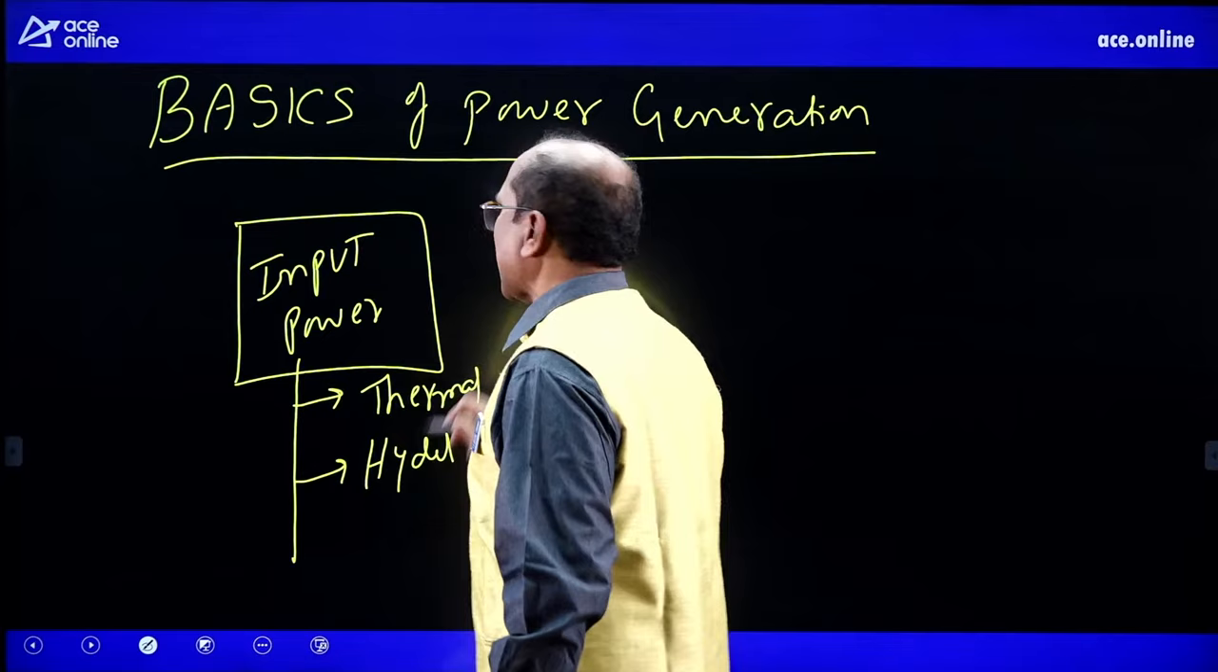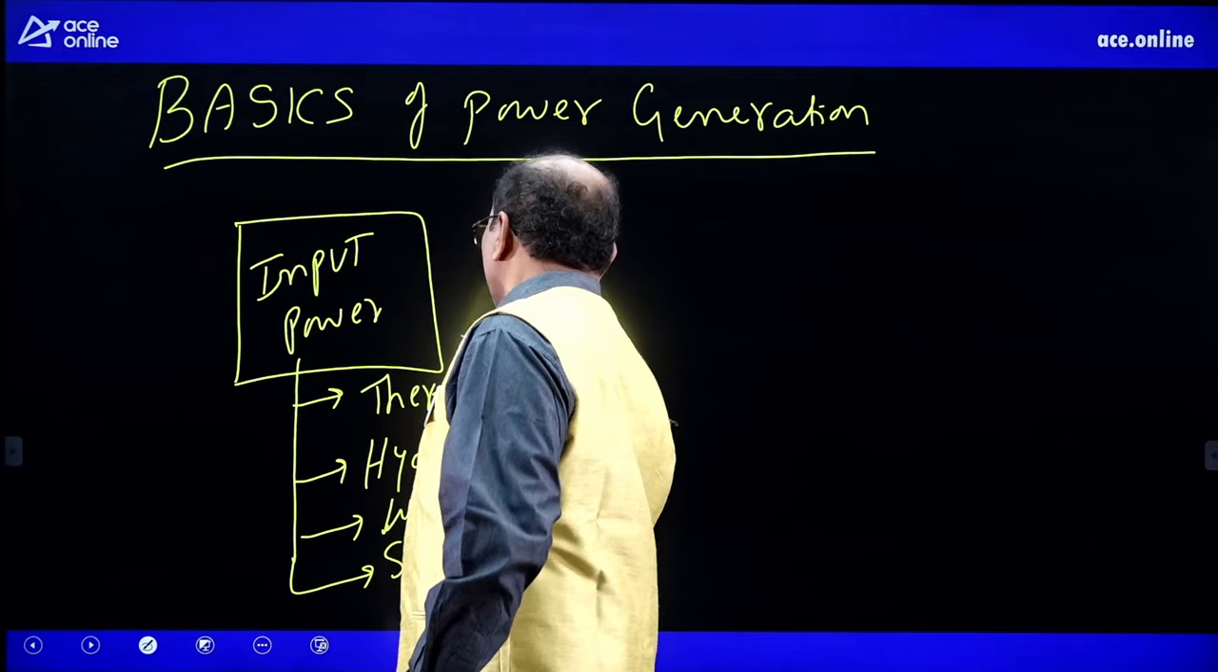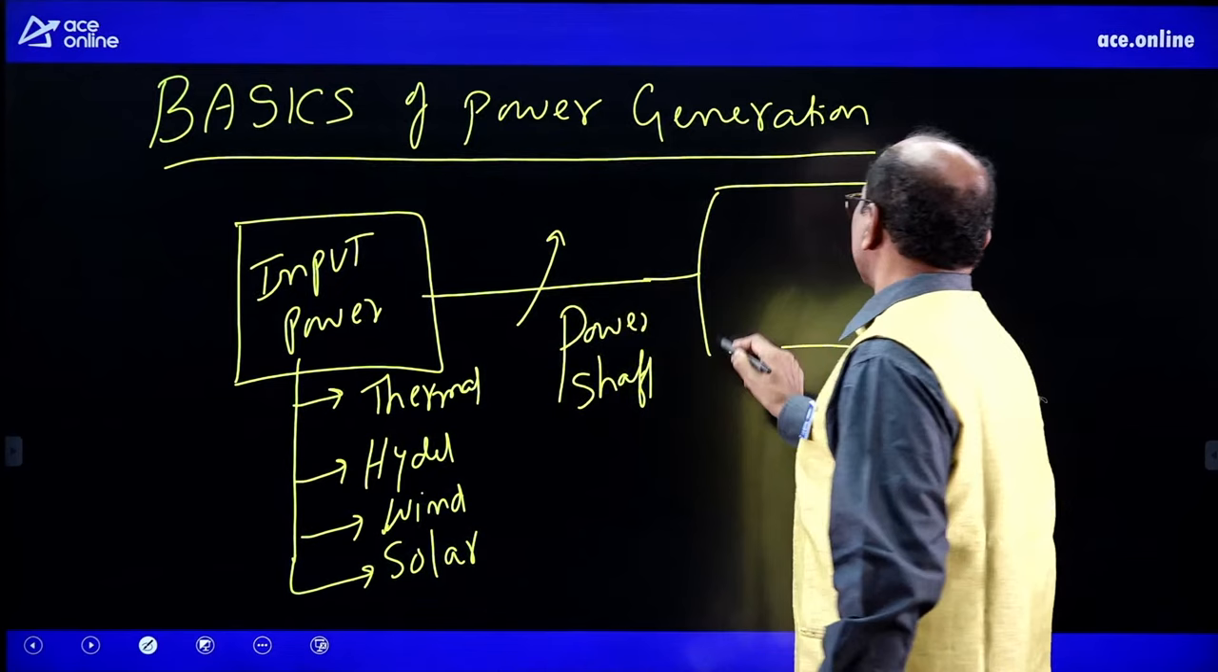In thermal: gas, coal, any other means, nuclear and all, say solar, wind, anything, whatever it is. Yes. Now, from this, we are producing shaft power, P shaft. This power shaft is connected to the electrical generator.